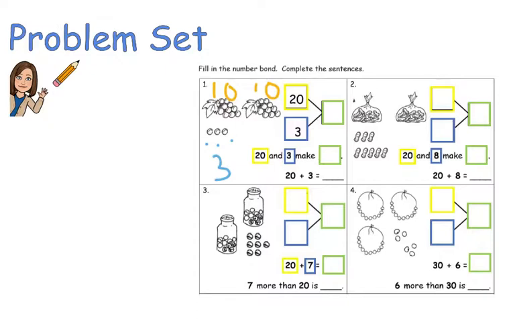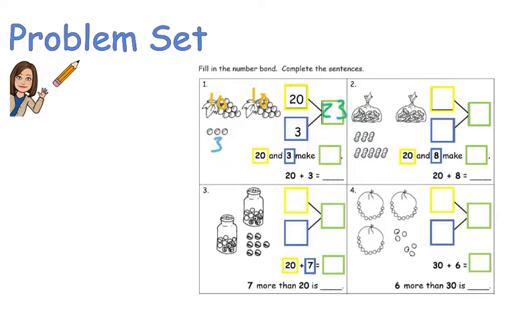All right. So our number bond is actually filled in for us on the first one. So it says 20, because there's 2 groups of 10, 10, 20, 20. And 3, we have 3 ones by itself. Now we have to figure out how many that is all together. So let's see. 10, 20, 21, 22, 23. 23. Good.